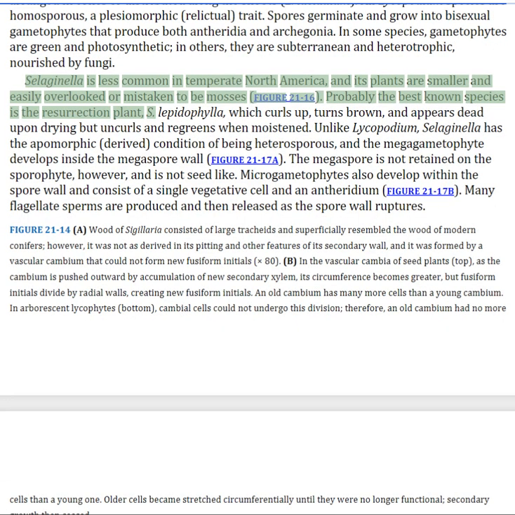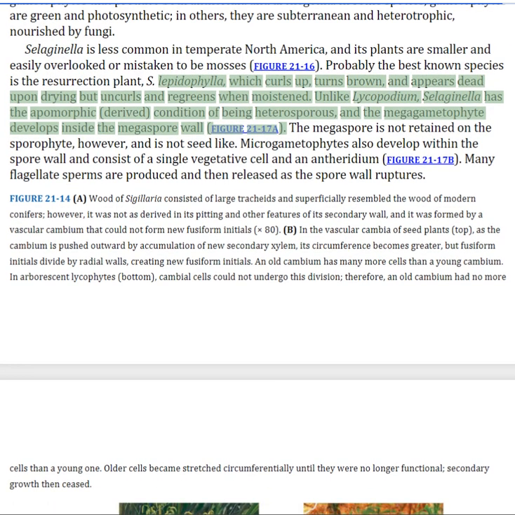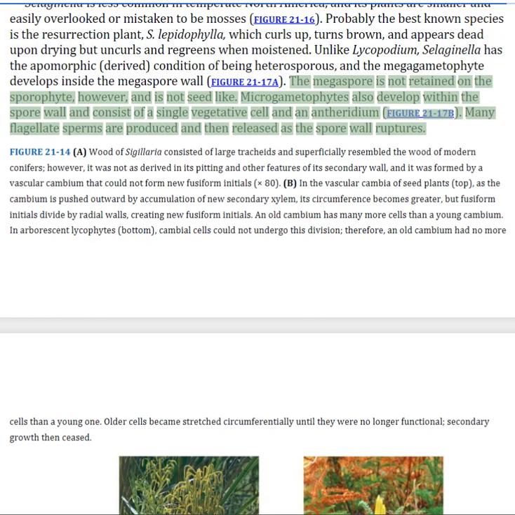Selaginella is less common in temperate North America, and its plants are smaller and easily overlooked or mistaken to be mosses. Probably the best-known species is the resurrection plant, S. lepidophylla, which curls up, turns brown, and appears dead upon drying but uncurls and regreens when moistened. Unlike Lycopodium, Selaginella has the apomorphic condition of being heterosporous, and the megagametophyte develops inside the megaspore wall. The megaspore is not retained on the sporophyte, however, and is not seed-like.